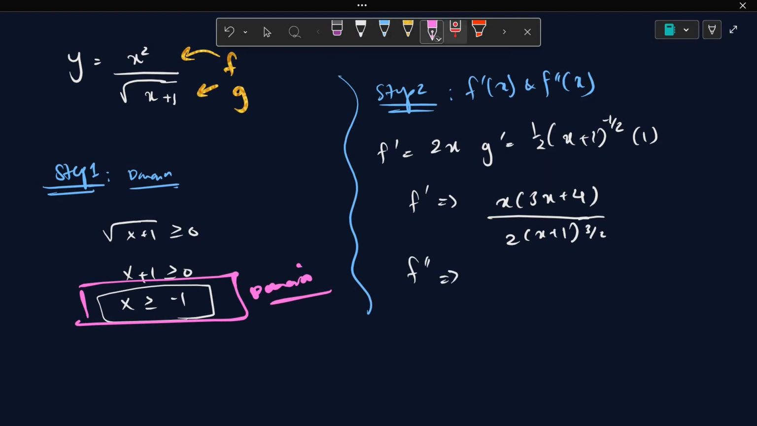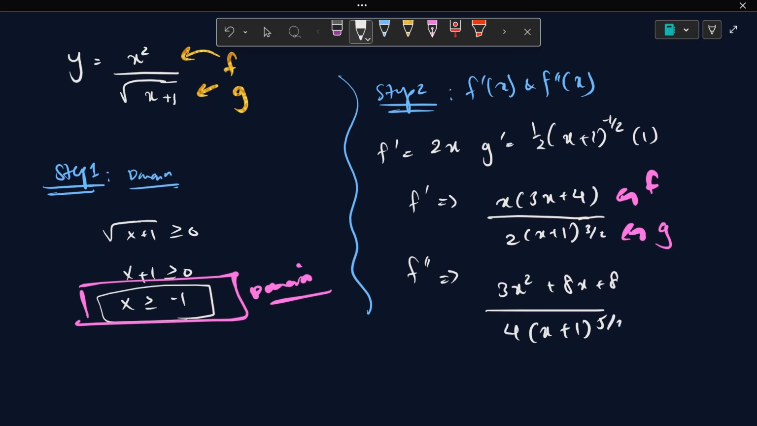Now once I have this one, I have to find f double prime, the second derivative. Here my f is gonna be this function, the top one, and my g function is gonna be this one. I'm gonna have to differentiate this f and g again, and then plug it into the formula, so that at the end I arrive at this equation over here. So this is gonna be my second derivative. Okay, so this is step 2.